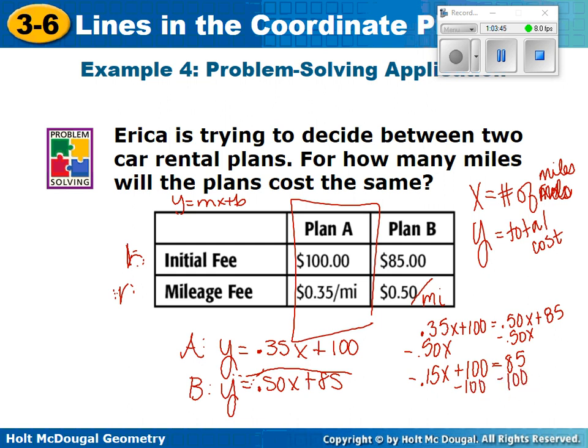This is getting low on the board, so I'm going to come over here. So now I have negative 0.15x equals what? Negative 15. What do we do next? Divide by negative 0.15. So what is x going to equal? 100 what? What did x represent? Number of miles. So this is 100 miles.